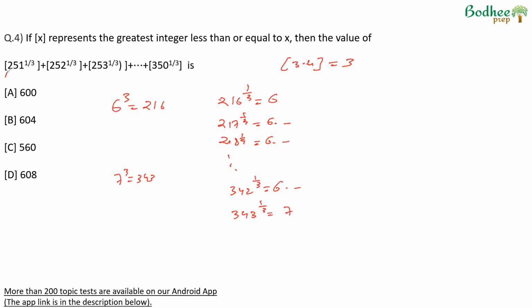So if you look at these numbers from 251 to 342, the number of numbers is 342 minus 251 plus 1, which will be 92 here.